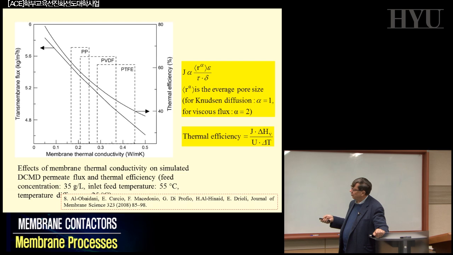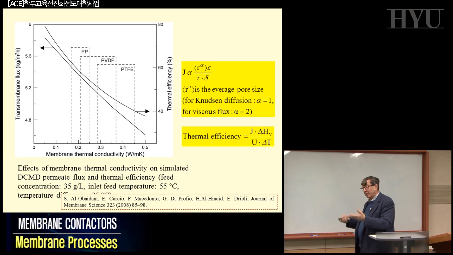That is just to show you how things are going depending on the material. The transmembrane flux as a function of the thermal conductivity. Thermal conductivity is the driving force at this point in creating the condition for having the system running. It is very dependent, and it also depends on the kind of material you are using.